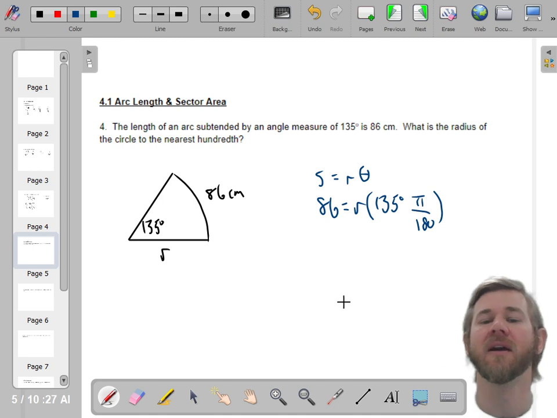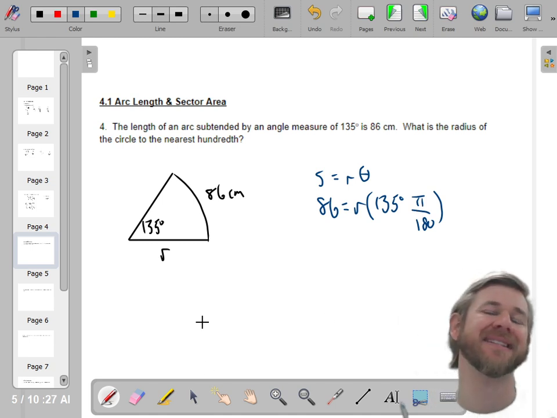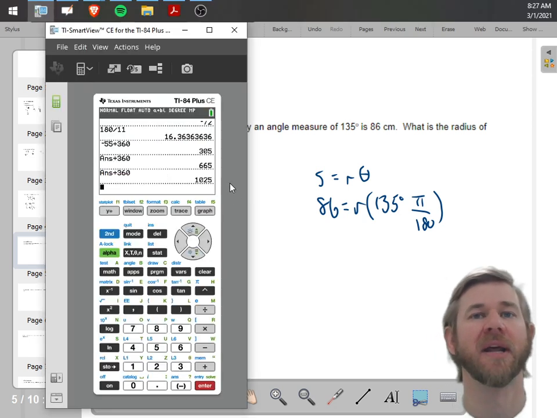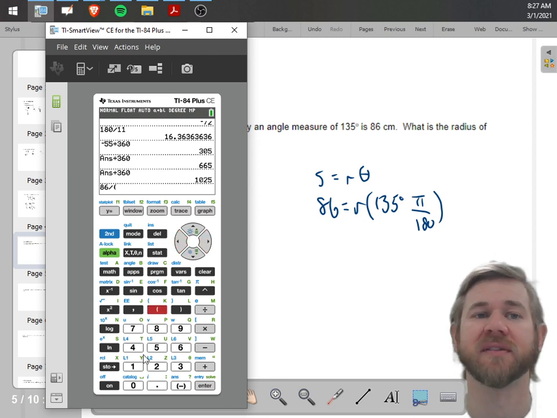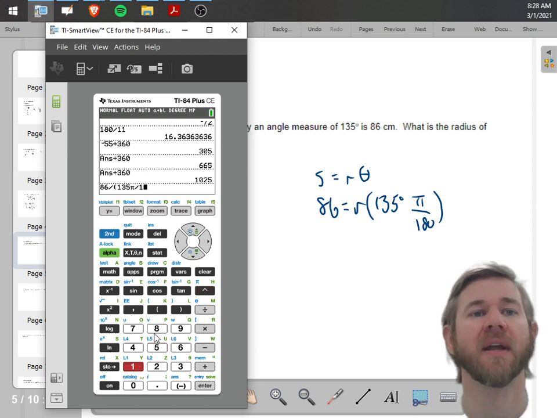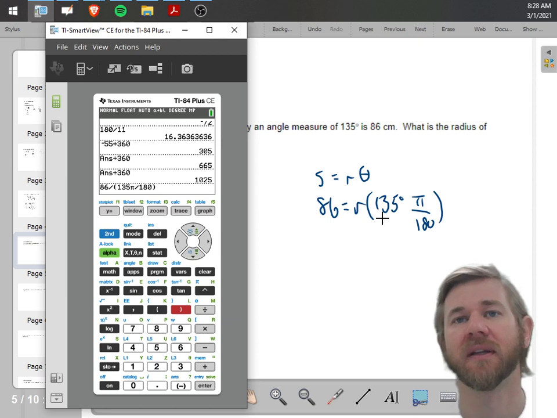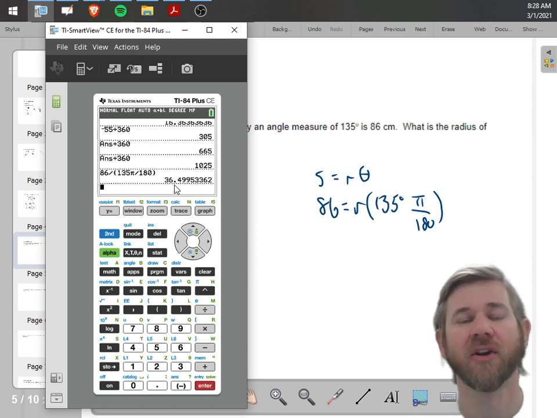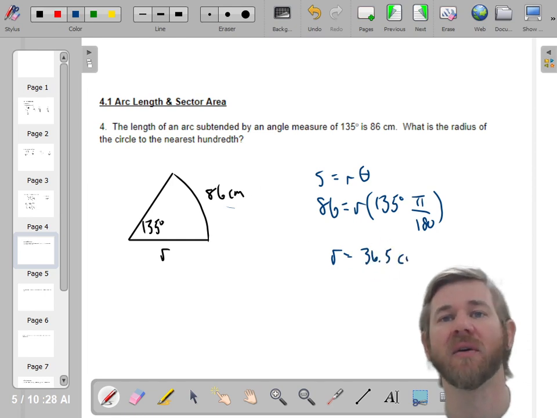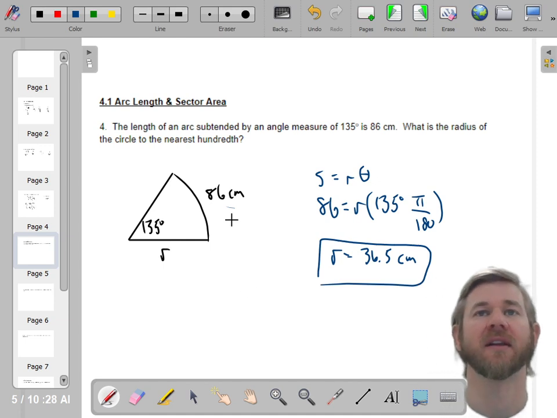Now you can do it right here, or you can do it off to the side. If I don't necessarily care about the angle, I'm just going to do it in line, like this. I do need to divide 86 by, and now you need to make sure you use parentheses, 135 pi over 180. We know that's actually 3 pi over 4. You don't even need to use the formula. So you get 36.5. R equals 36.5. And this is a length, and it is in centimeters, so the radius is 36.5 centimeters.